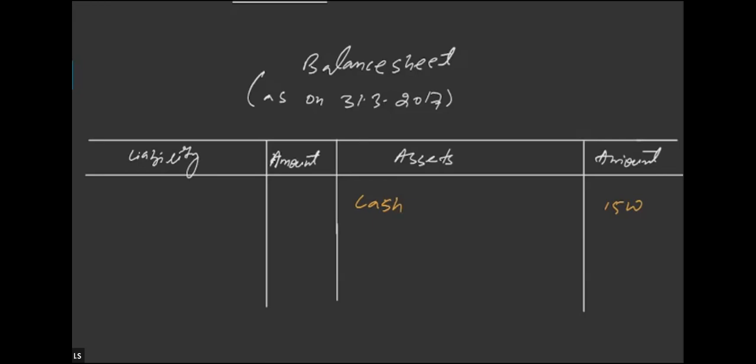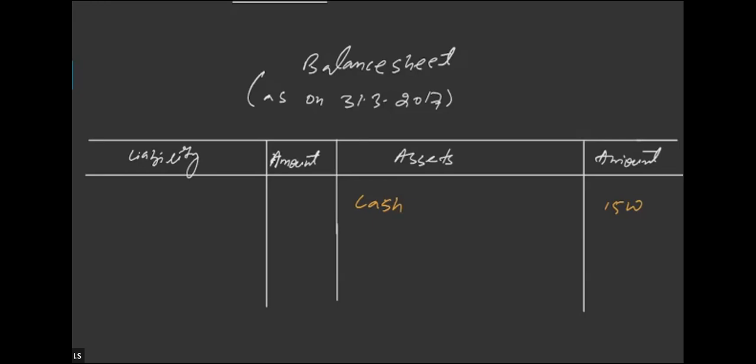In the opening, we are preparing the opening balance sheet for the year 2017. So we have to write down the opening balance of the debtor, which is 24,000. And yeah, so please write down debtors 24,000 on the asset side.